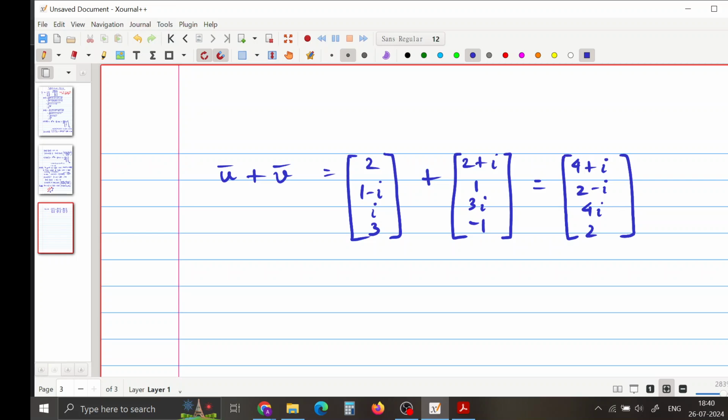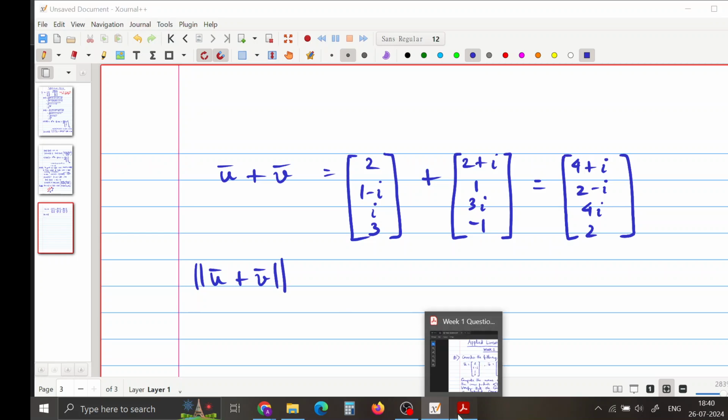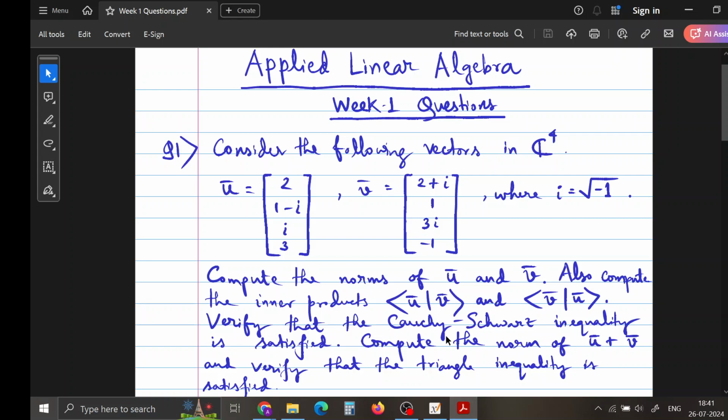It applies to the general case of matrices as well. Whenever you add two matrices together, you follow the same logic. You perform the pointwise addition. Now you take the norm of this. You need the norm of this quantity in order to verify the triangle inequality. That's why it's mentioned in the question also: find the norm of u plus v.